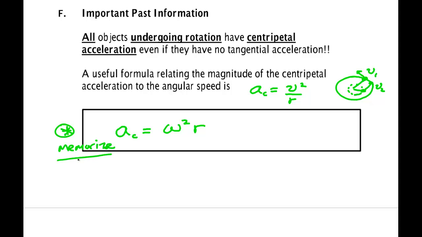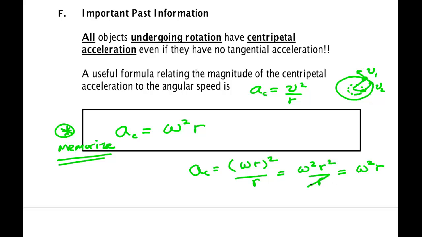By the way, if you want to make sure that you see that these work, go back to this formula up here and remember that v is omega r. So then you have omega squared r squared over r. So you end up with omega squared r after you cancel those two.